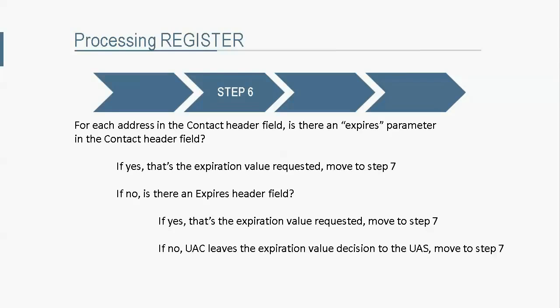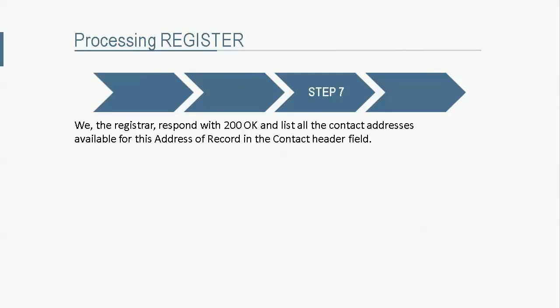Please note that the user agent server may or may not use these expiration values. Just because we request a certain expiration value doesn't mean user agent server will agree to it. Step 7. We, the registrar, respond with 200 OK and list all the contact addresses available for this address of record in the contact header field.